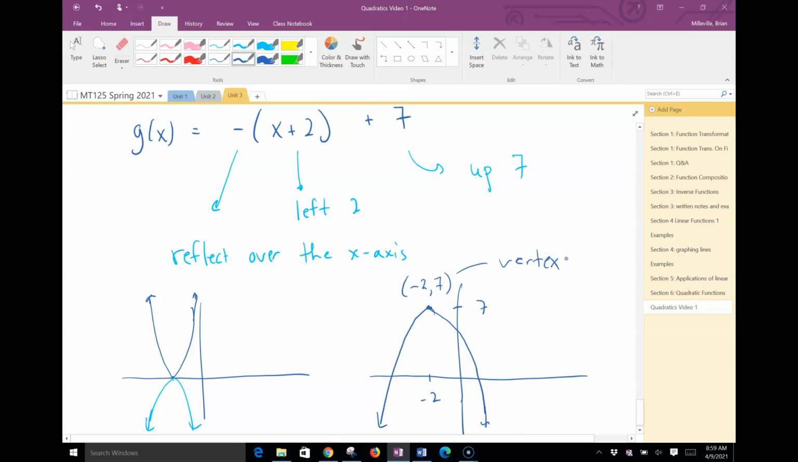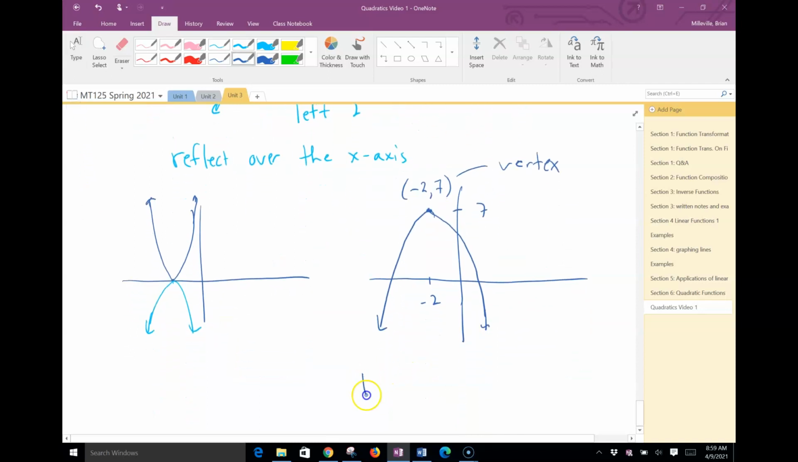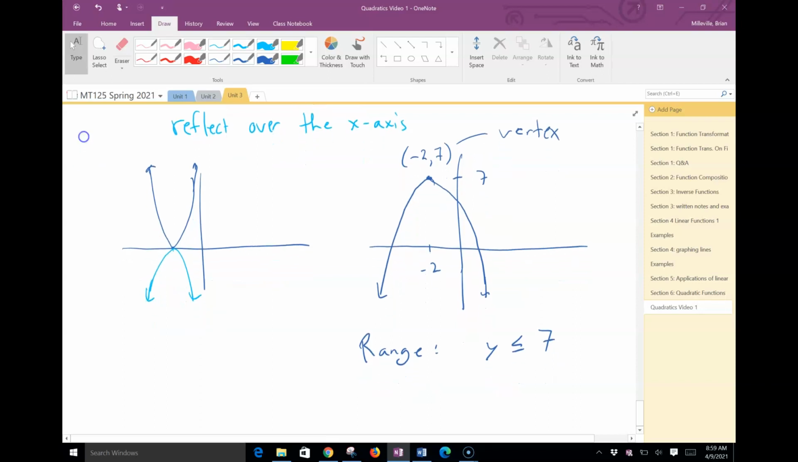And we can see what the range is. The range is, in this case, everything less than or equal to 7 for this problem, right? It's all y values less than or equal to 7. 7 is the highest point relative to the y-axis on this graph. So if we were going to express this in interval notation, it would be negative infinity up to 7 with the closed bracket on the 7.